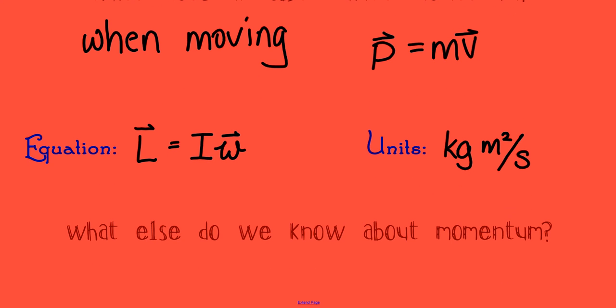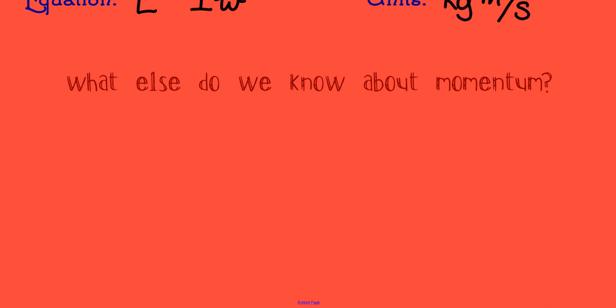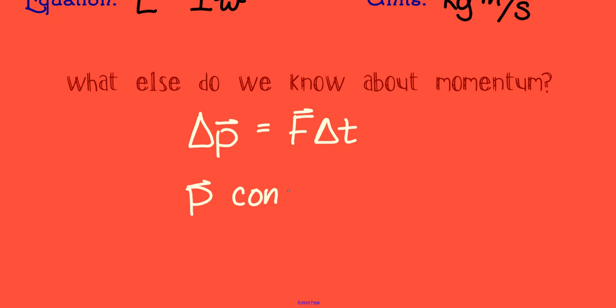What else do we know about momentum? When we learned about momentum, we learned a couple of other rules. Mainly, we learned that the change in linear momentum was equal to the force times time. We called this the impulse momentum theory. We also learned that linear momentum was conserved.